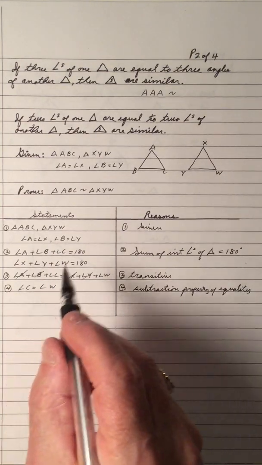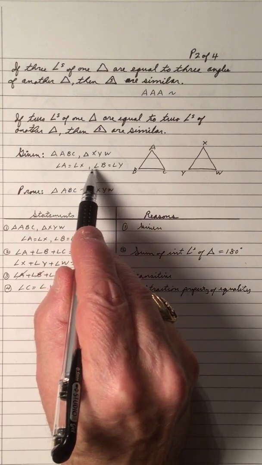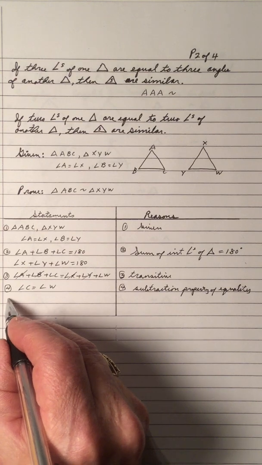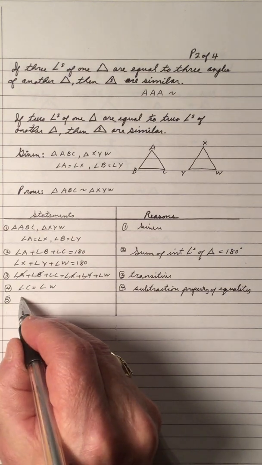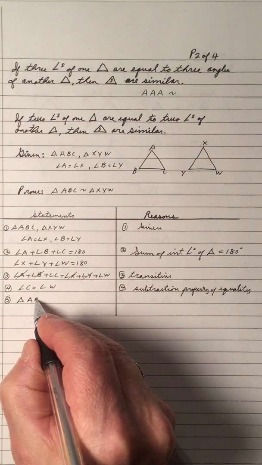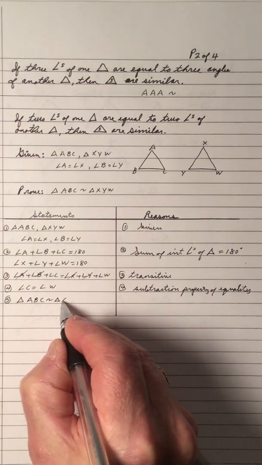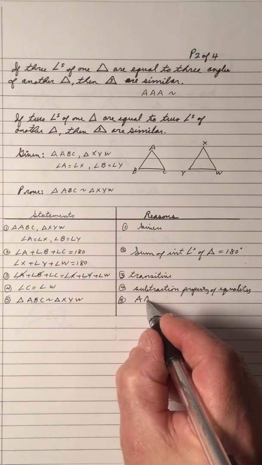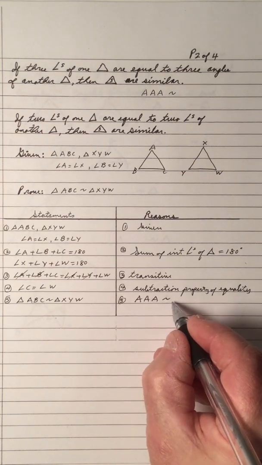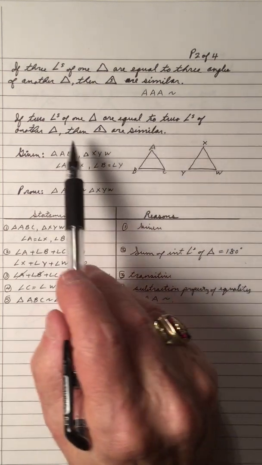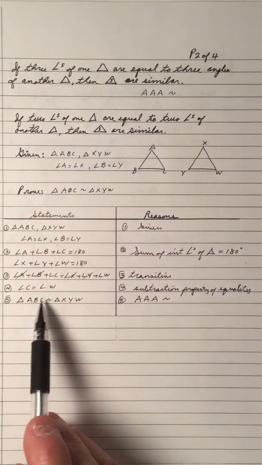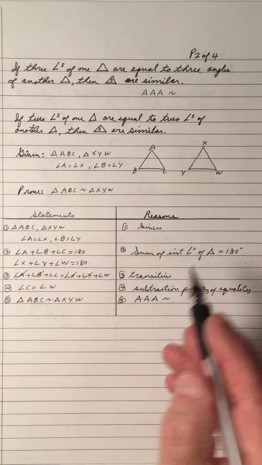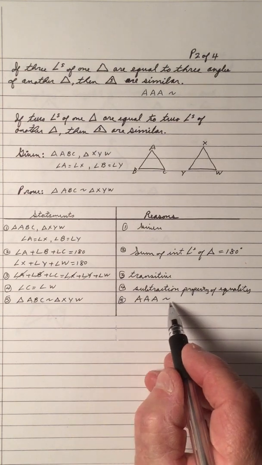Now we notice we started off with these two pairs equal. Now we've proven that the third pair is equal. So because we have the third pair, that means triangle ABC is similar to triangle XYW. And the reason is by AA similarity. So notice we started with two pairs equal and we proved the triangles similar. So now we have the three angles equal, so we can say AAA similarity.